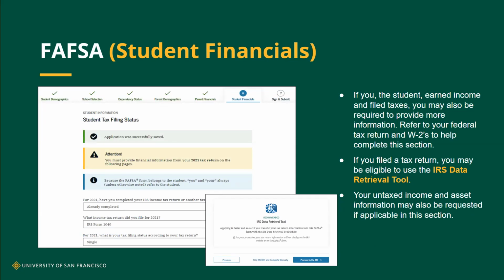After the parent financial section is completed, we'll move on to the student financial section. If you, the student, earned income and filed taxes, you may be required to provide more information. If you earned income but did not file taxes, then you would indicate that you will not file and then provide the income that you earned based on your wage and income tax transcript or your W-2s. If you did file taxes, you also have the option of using the IRS data retrieval tool if it's available for you. If not, you would have to fill out the information manually. Depending on your tax information, assets may be required to be reported.